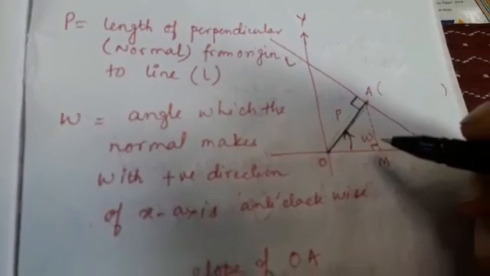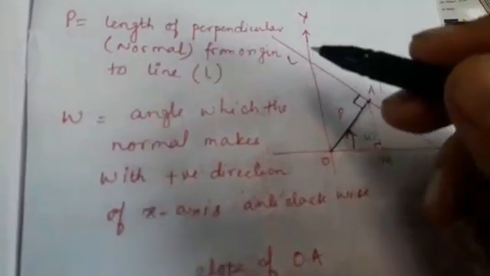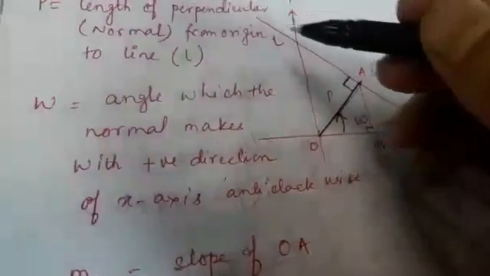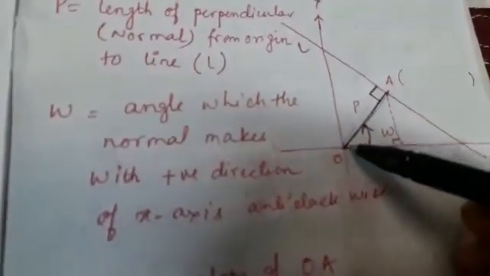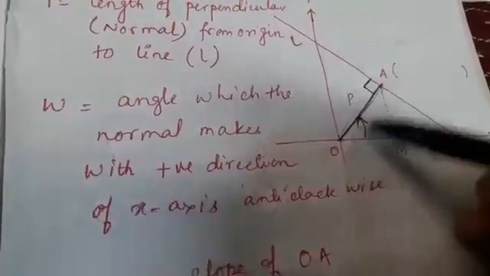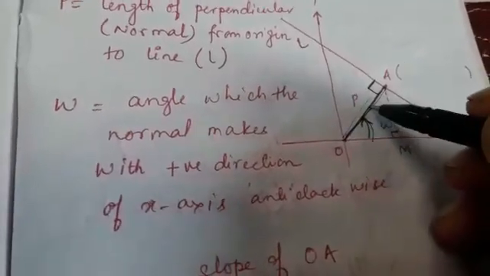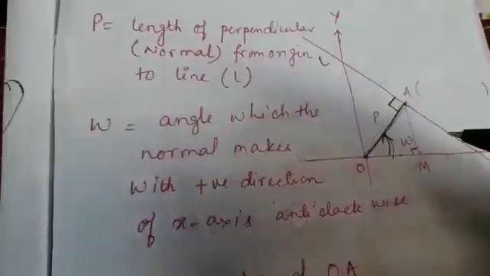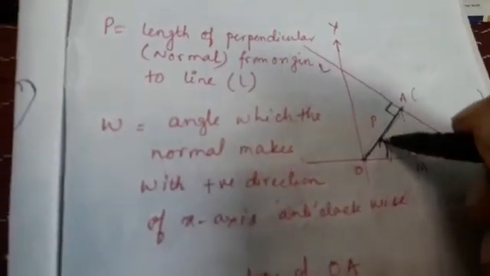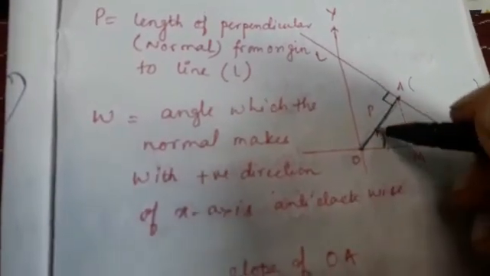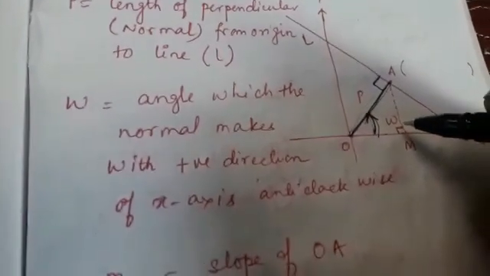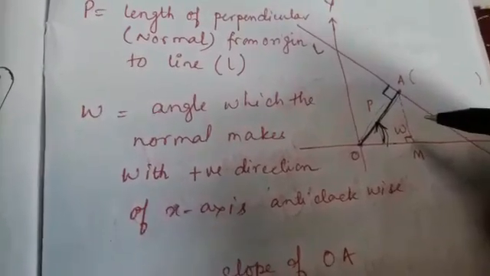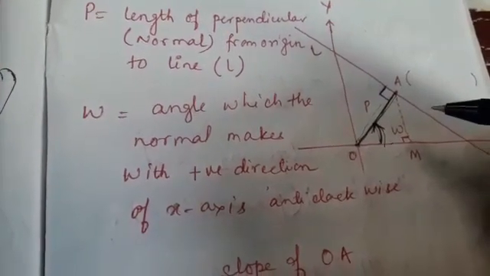So once again, you use the normal form when asked to calculate the equation of this line L, which cuts the two axes x and y, and the given condition is a perpendicular or normal from the origin to the line, and the angle which this normal makes with the positive direction of the x-axis, taking anti-clockwise. We are going like this, so this is the anti-clockwise direction, denoted by omega. When these two conditions are given, you use the normal form.